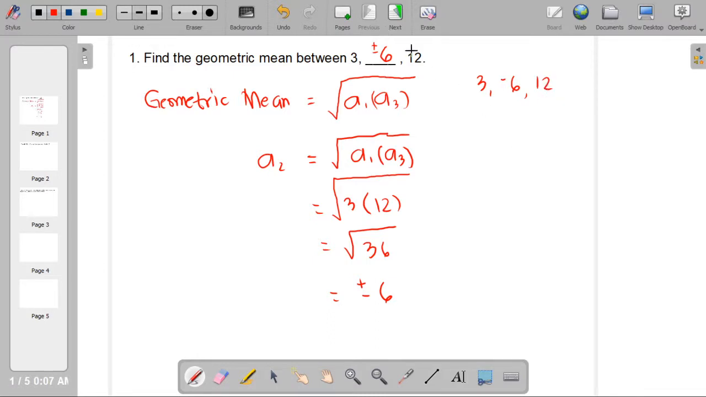So you see, there are two possible answers for this, no? Depende kung unsa ang common ratio. But their geometric mean could be positive 6 or negative 6. So I hope nasabta, no?